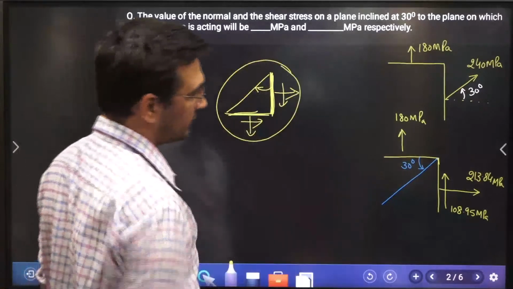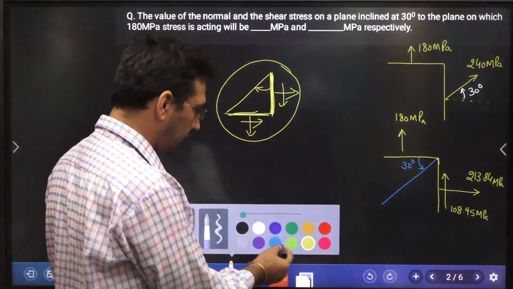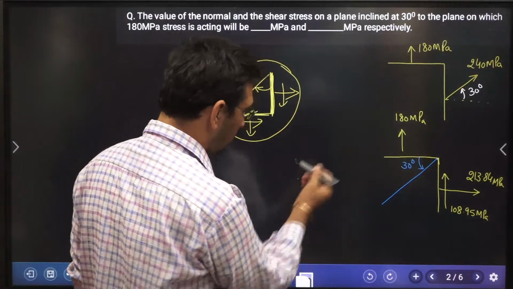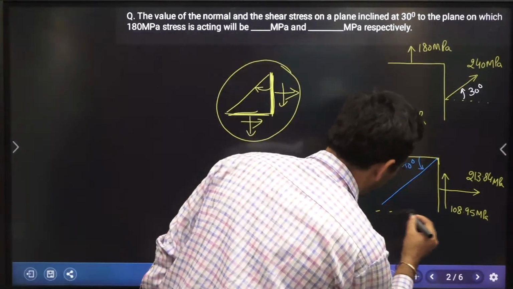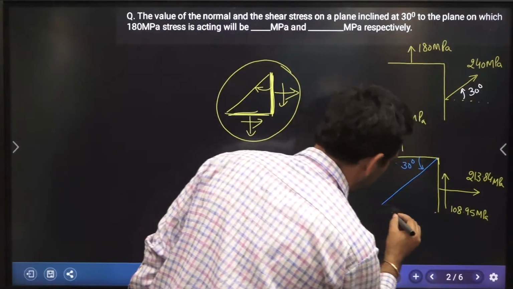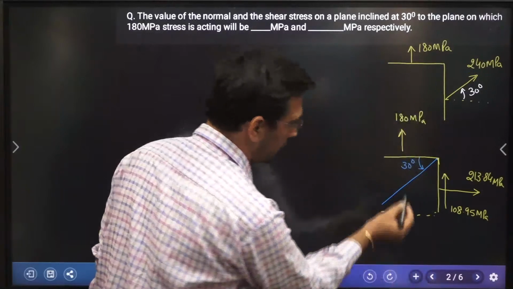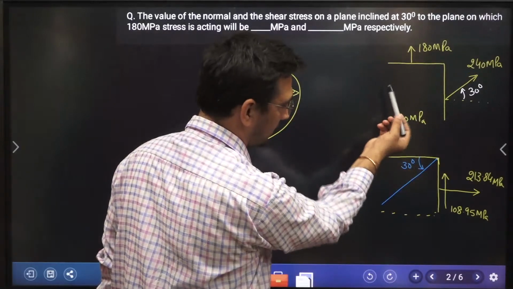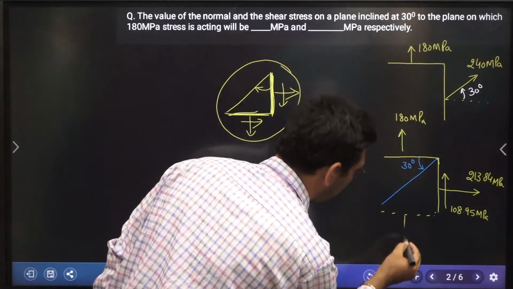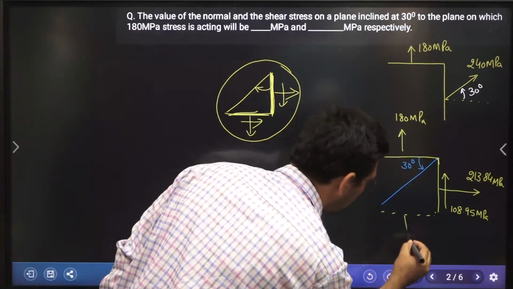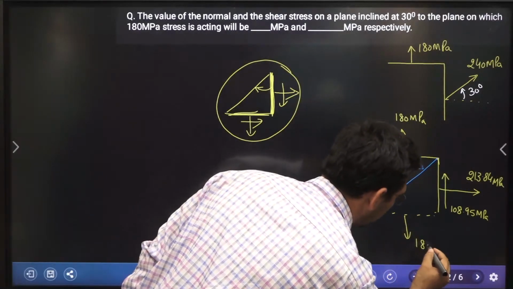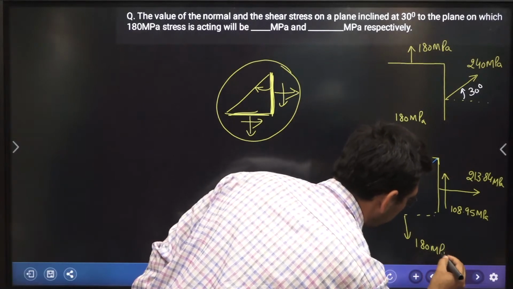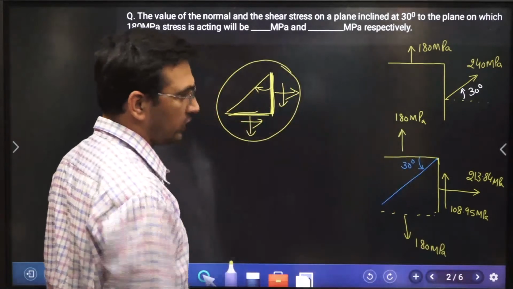So can I convert it? Of course I can do that. What if I do this way? If I just extend it this way, then if it is 180 megapascal here, down there is also going to be 180 megapascal. Correct? Now, what about the shear stress?